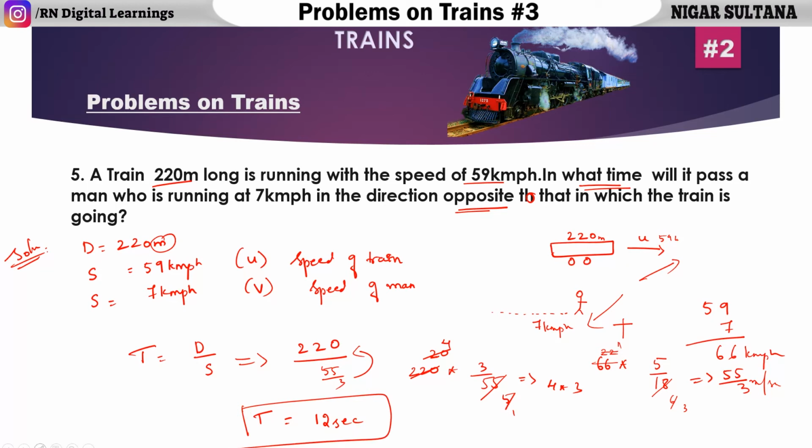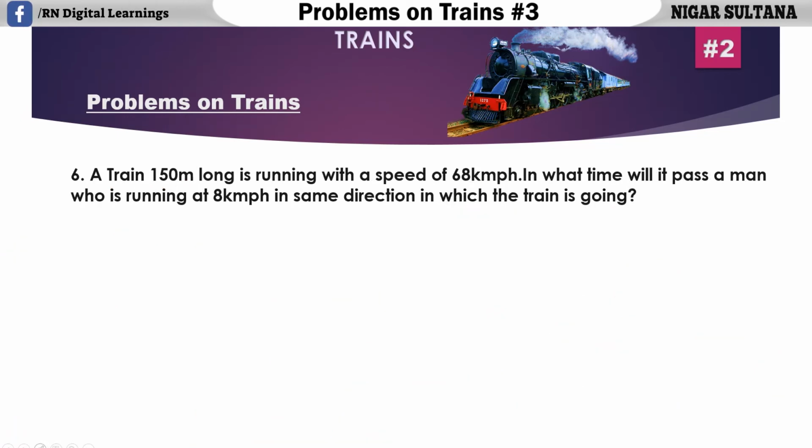So next, I hope everyone has understood. Let's move on to the next problem. A train 150 meter. So first write out what is the data given. Distance is equal to 150 meter. Running with the speed, train speed is 68 kilometer per hour. In what time will it pass a man who is running at 8 kilometer per hour in the same direction in which the train is moving?